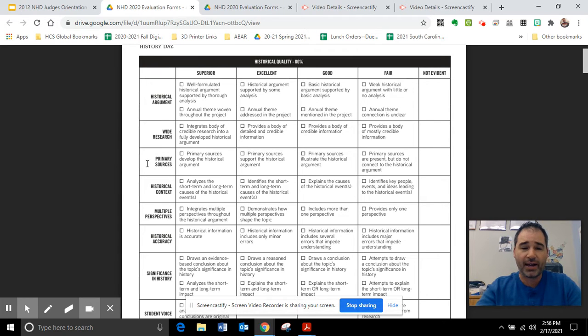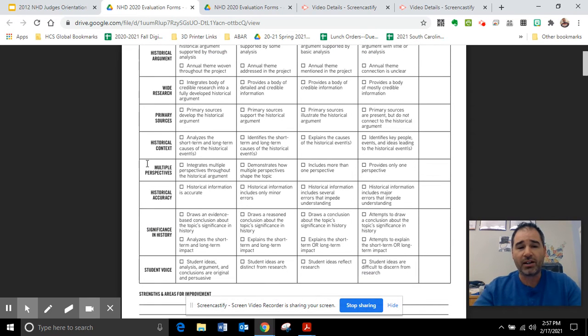Primary sources get their own category. A primary source is a document created during the time period that lets us know about the time period. For example, if we're studying the American Revolution, George Washington's letters would be a primary source. A newspaper from the time period would be a primary source. You could even include artifacts like musket balls as primary sources, at least for the terms of this project. Secondary sources are created after the fact. Those are modern works of history about the past. So we want to see that the students are using a lot of primary sources to help support their argument.